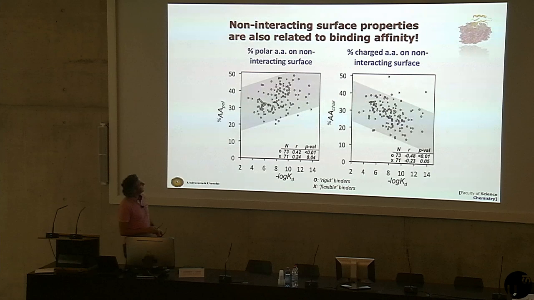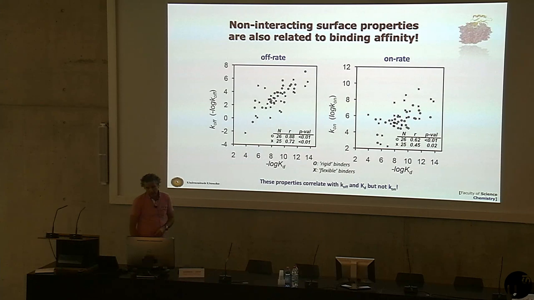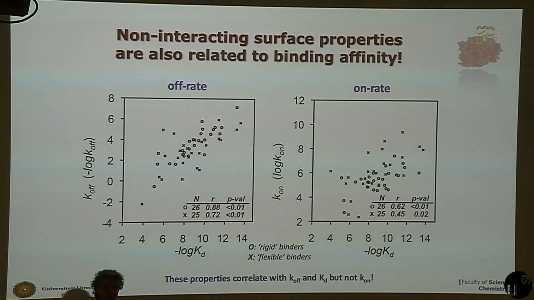So we observe correlations that are kind of surprising. And if you see that, you say, oh, electrostatics, that's the on rate. You change the properties of the surface, the complex is going to assemble faster. I hope you know that binding affinity is the ratio of the on and off rate. So how fast does the complex form and how fast or how slow does the complex dissociate? If it was the on rate, you would expect to observe those correlations with the on rate. But this is the on rate, no correlation. And this is the off rate, a much stronger correlation. So that's strange also.